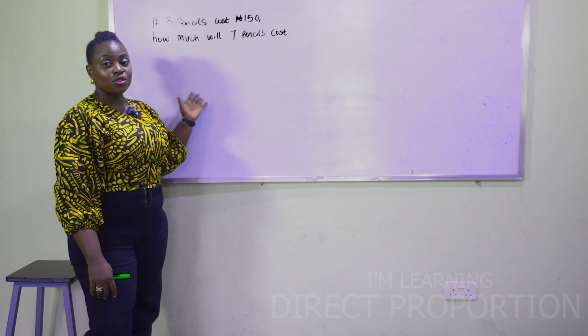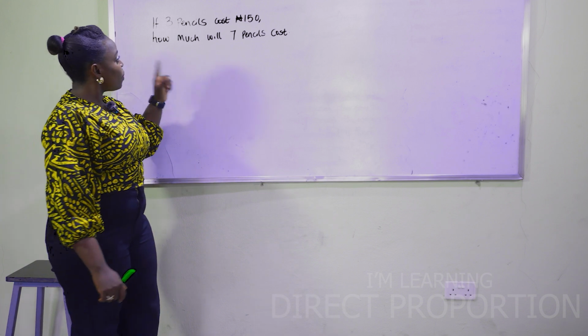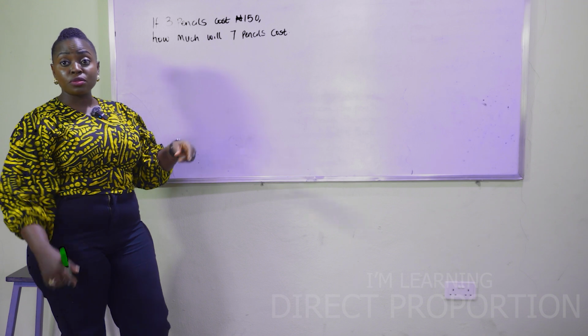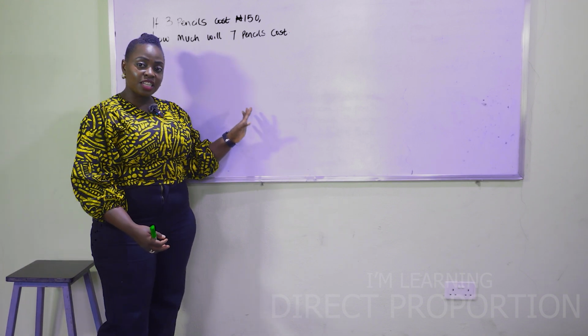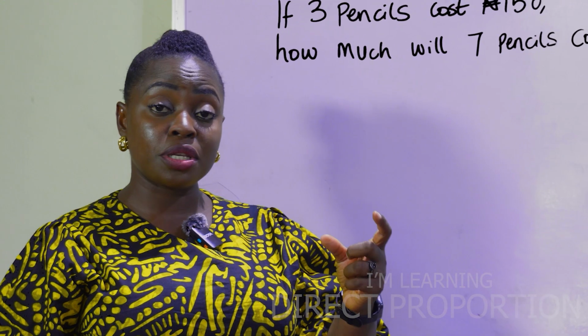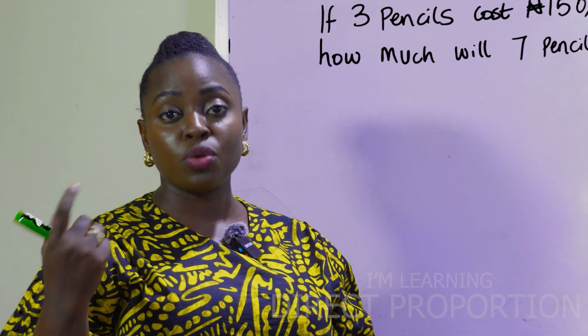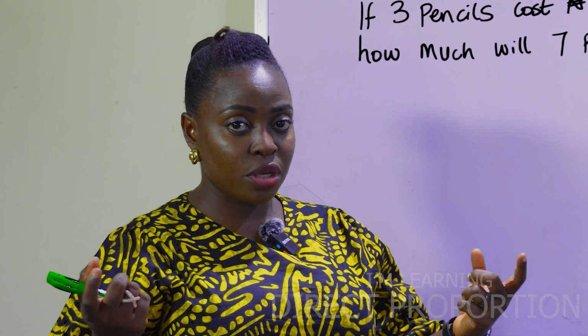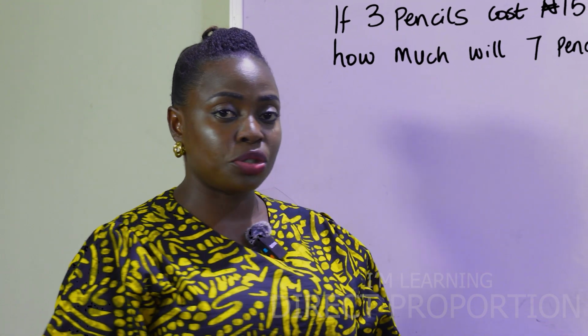Now let's look at this question. If 3 pencils cost 150 naira, how much will 7 pencils cost? Now this is a direct proportion question because as the number of pencils increases, the amount will also increase. So the two values would go up at the same rate. So let's solve this question.